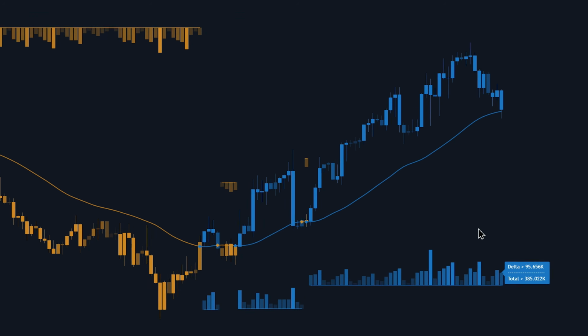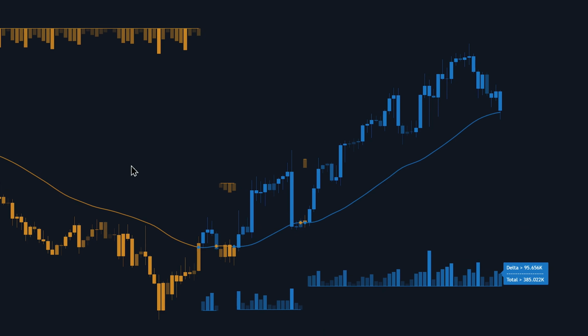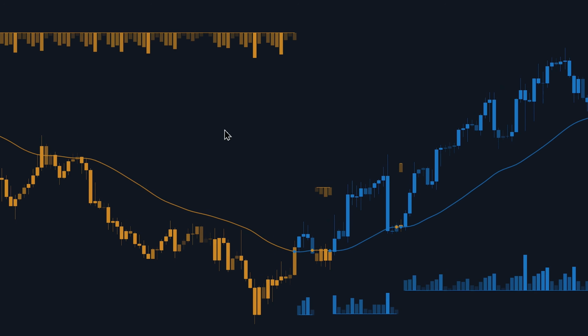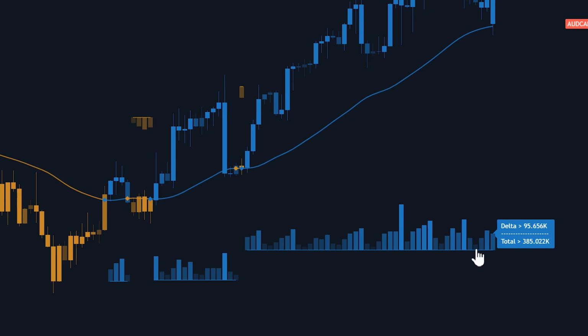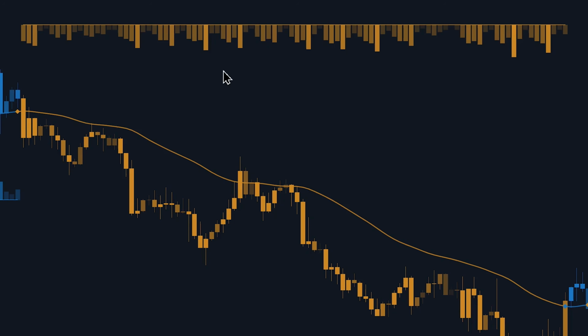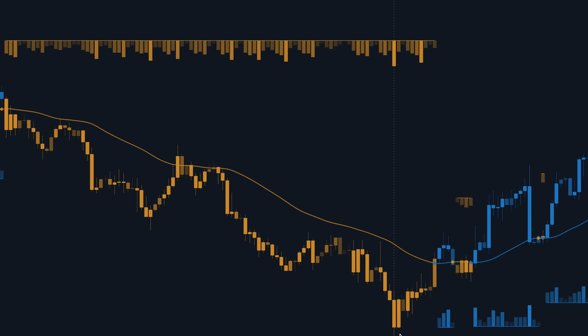You can use those volume histogram spikes to gauge the strength of the trend. If you see consistently large histogram bars compared to recent history, it suggests strong participation and that the current trend might have legs. On the flip side, if the volume starts drying up, smaller bars, it could be a warning sign that the trend is losing steam. You could even use sudden large volume spikes as potential areas to think about taking profit, because sometimes a big volume surge happens right before a pullback or exhaustion.